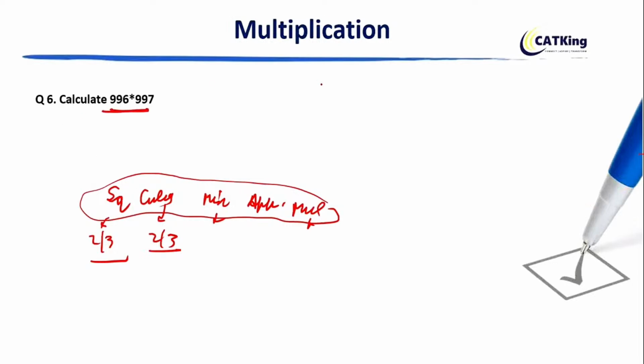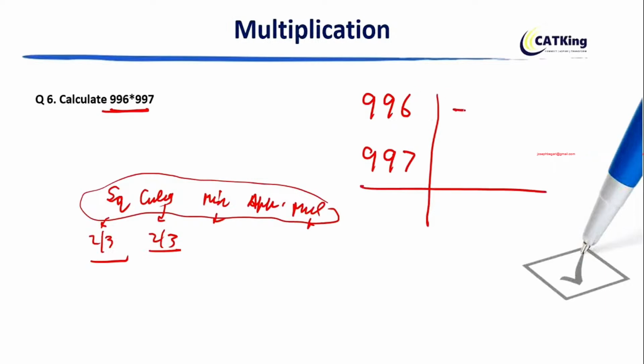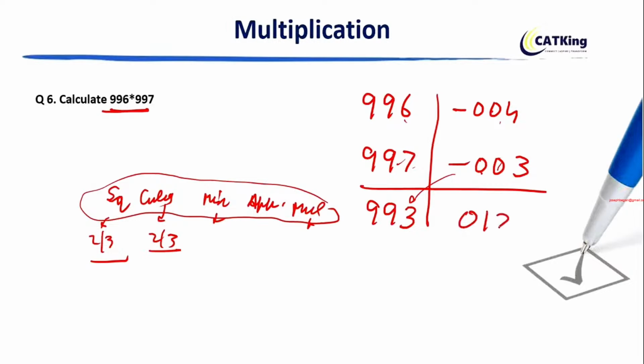Right, so 996 into 997, same concept, guys. Write 996, write 997. What will be the base here now? 1000. So the difference from 1000 is minus 004, and minus 003. What is 997 minus 004? 993. Or 996 minus 003? 993. 4 into 3 is 12, which is 012, because this is 004 into 003. The answer is 012. This is your complete answer: 993,012. See how easily we are multiplying, and we can also square, cube, whatever you want to do.